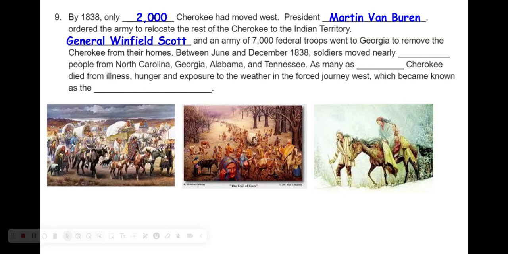And between June and December of 1838, soldiers moved nearly 15,000 people from North Carolina, Georgia, Alabama, and Tennessee. As many as 2,000 Cherokee died from illness, hunger, and exposure to the weather in the forced journey westward. And this becomes known as the Trail of Tears. And for the most part, a very unfortunate history.